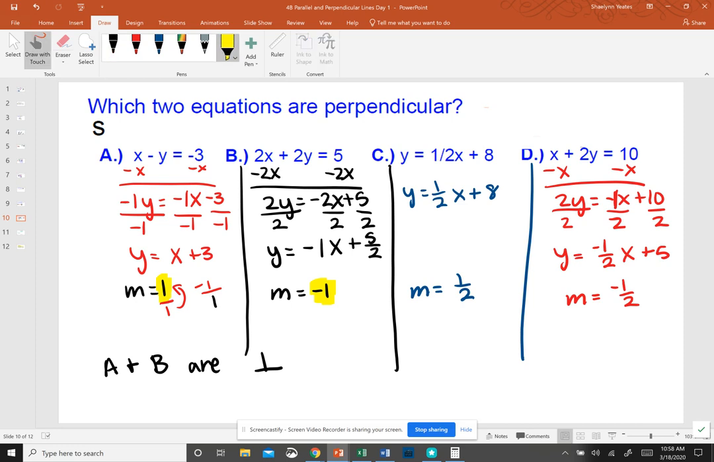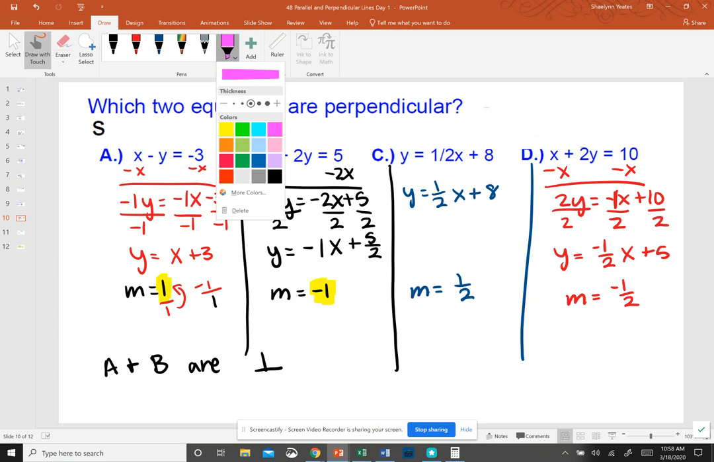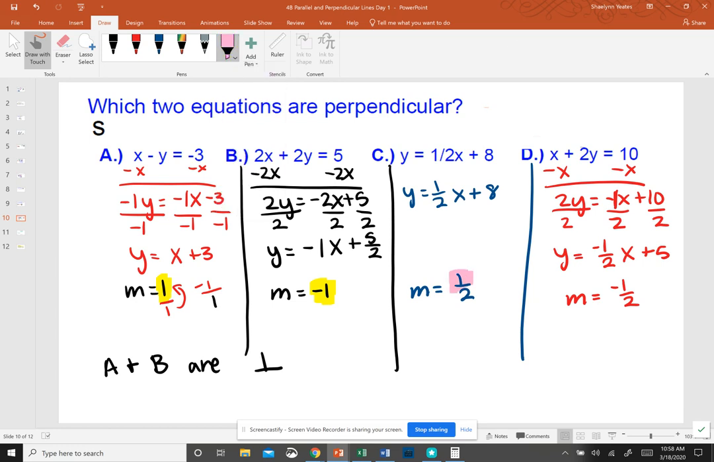Now, why is it that this is not perpendicular to that? You've got it. Here, I'll write it with black. It is not flipped over. All right. If you have questions here, please, please, please put them in the chat.